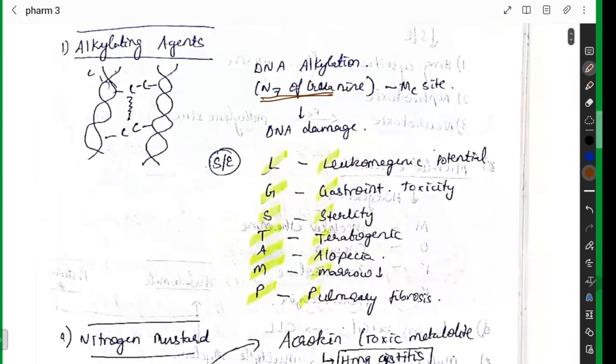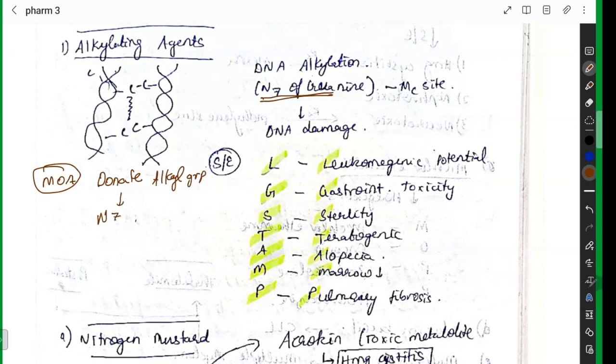If you have a short note question, how to write? First, put the heading as alkylating agent. Write mechanism of action. Now, this alkylating agent which you give is going to donate an alkyl group. This is going to go and bind with the N7 of your guanine base pair.